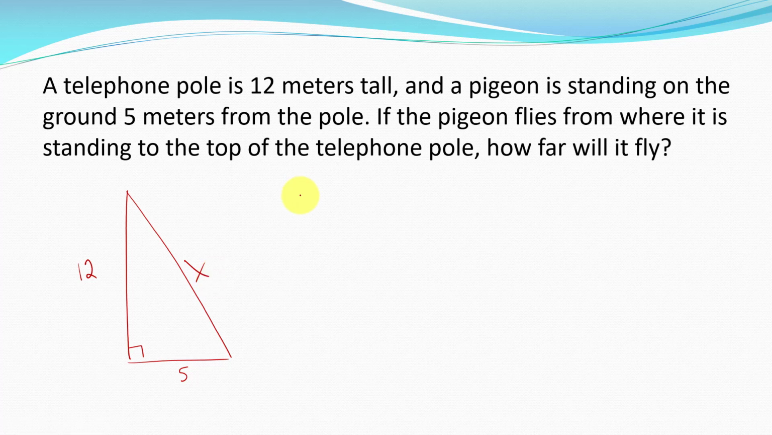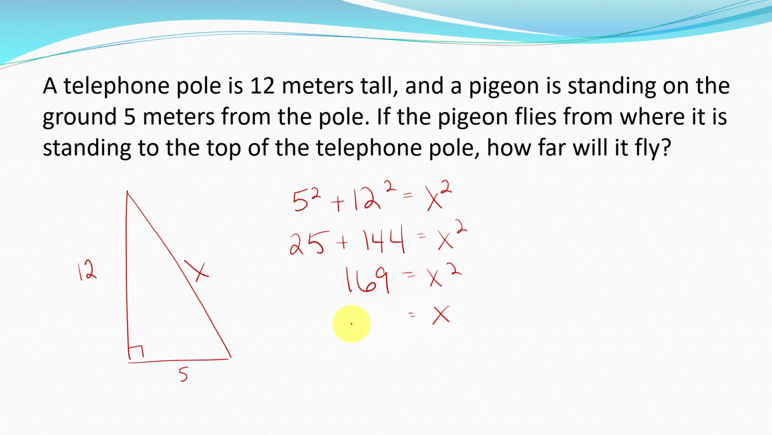All right, so just like before, leg squared plus leg squared equals hypotenuse squared. Work out the numbers. Add these up. Take the square root, and in this case, 169 is a perfect square. And we're going to say it is 13 meters that it flew. Our unit of measure was meters.